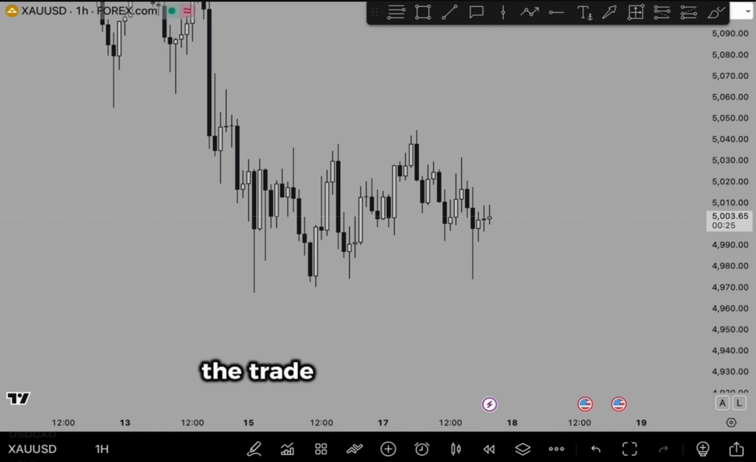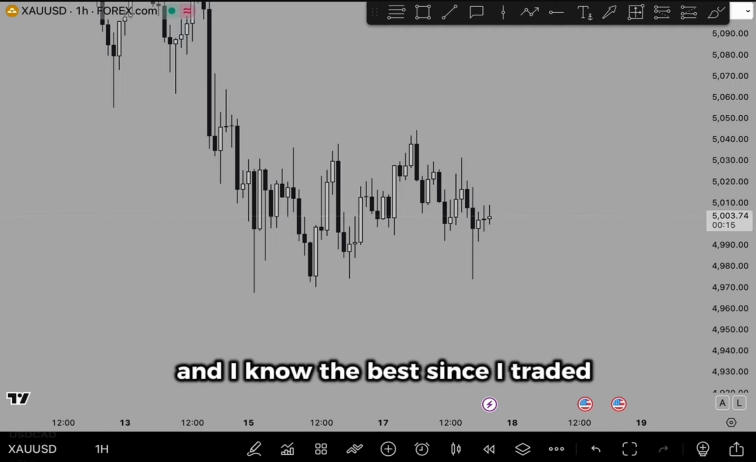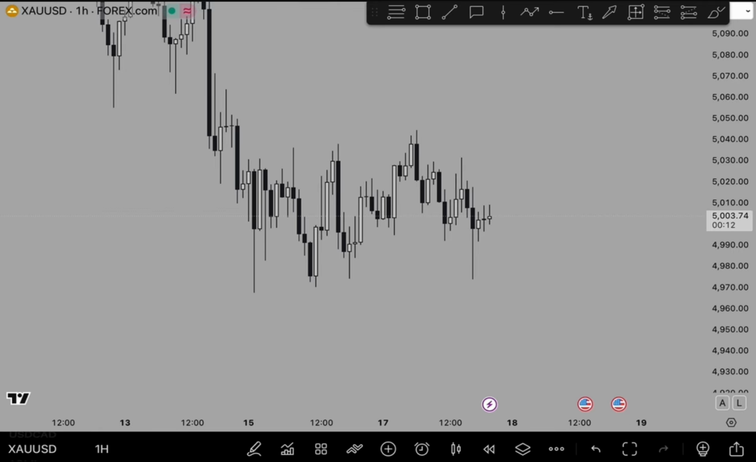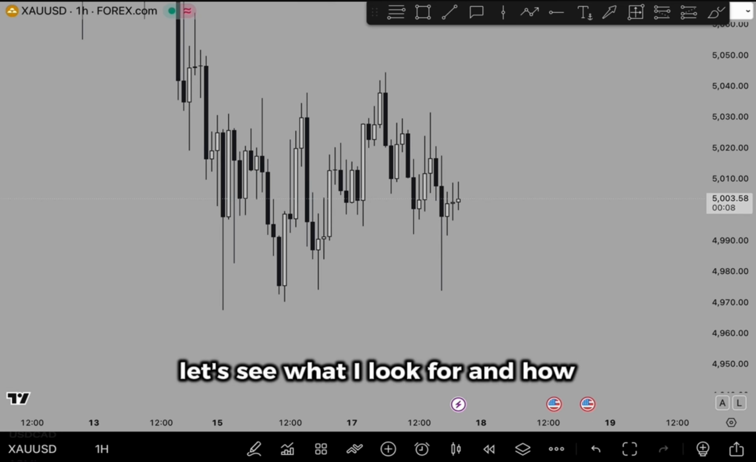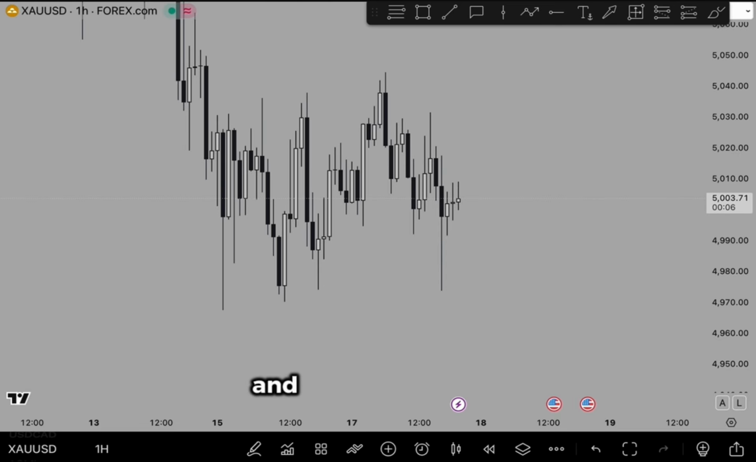So, the trade I took today was on gold, because that's the pair I trade mostly, and I know it the best since I started trading. But yeah, let's see what I look for, how I got my entry, and what trade I took.